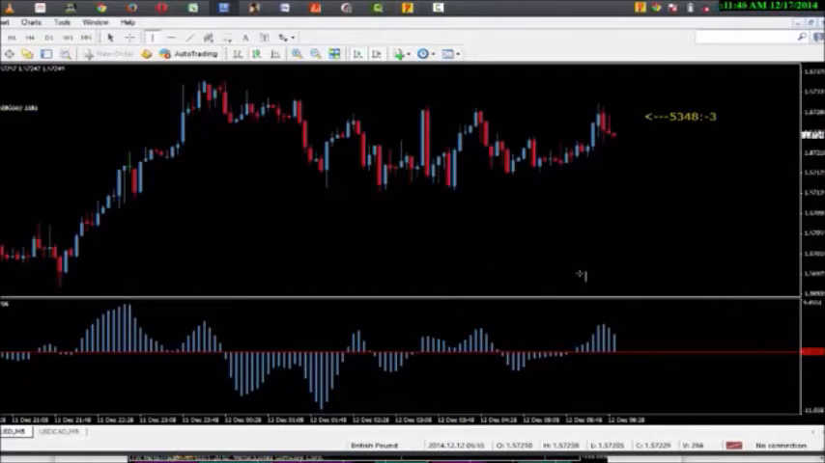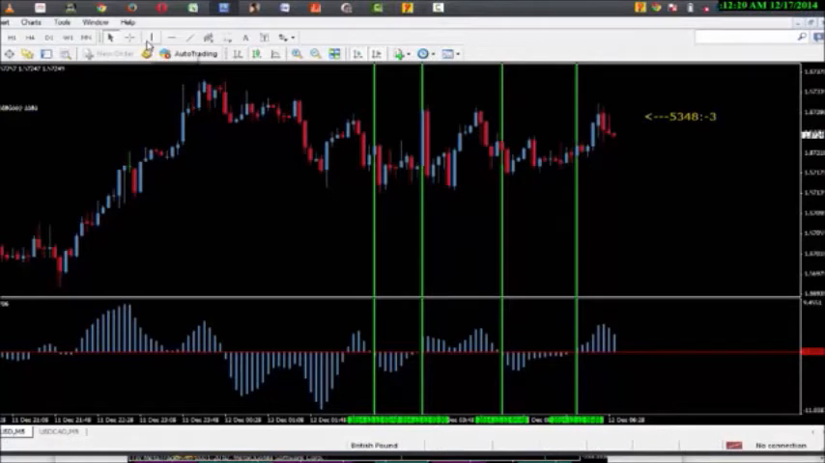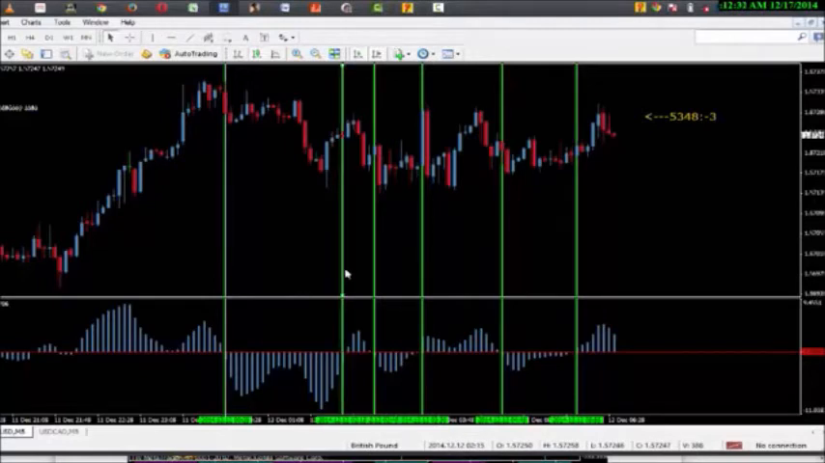So this would have been a call. This would have been a put. Then this would have been another call, and this would have been a put. This would have been a put. This would have been a call. So if we look at it very well, we only lost one trade on the trades that I just marked.